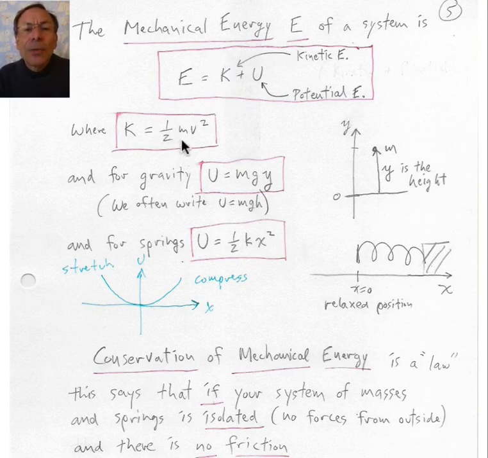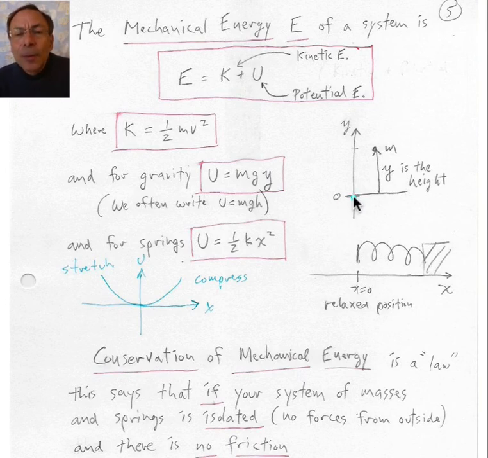Okay, the mechanical energy has in it the kinetic energy, and the formula for kinetic energy is 1/2 mv squared. And it has in it gravitational potential energy. And to compute the gravitational potential energy, it's the mass of whatever it is times g times the height. And the height is going to be relative to some reference location.